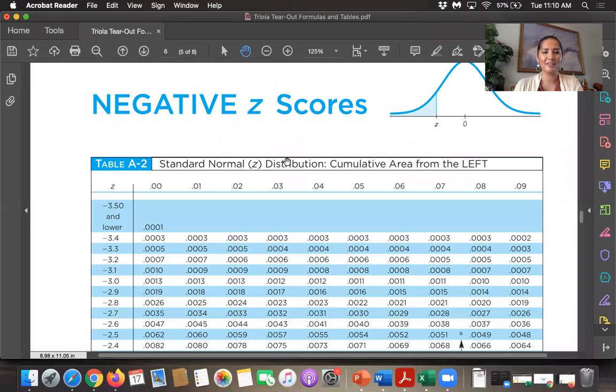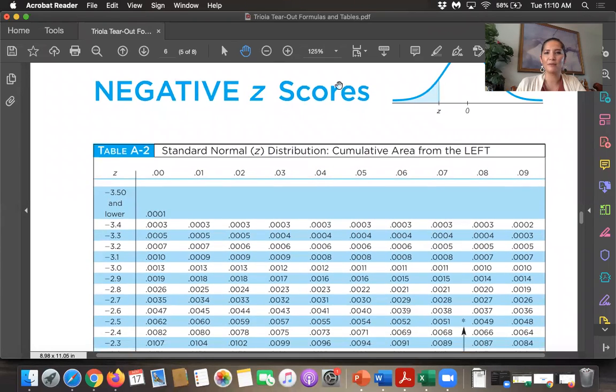So this is my table of negative z-scores from the Triola formulas and tables. And since my value of z was negative 21.9044, I go over here and I'm looking for the lowest z-score on the table. Notice that the lowest z-score on our table is just this z equals negative 3.5. So we're saying if z is negative 3.5 or lower, we're going to assume that the area to the left is this area, which is 0.0001. For practical purposes, we're going to say that the p-value is equal to that value. But our p-value is actually going to be much less than that.